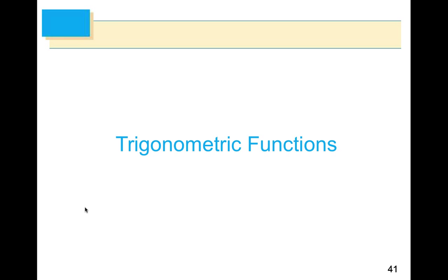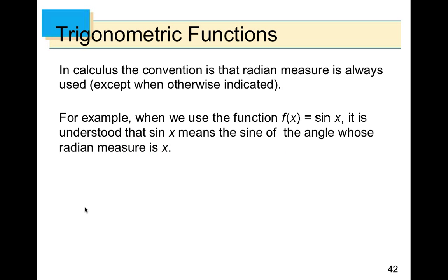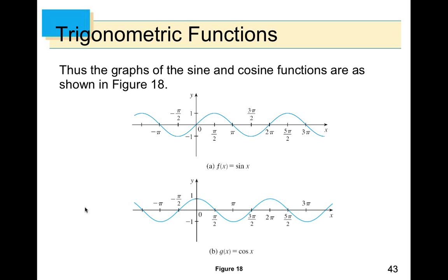Trigonometric functions. In calculus, just as a convention, we're always going to use radian measure, except when otherwise indicated. Very rarely are you going to be working with degrees. So for example, when we use the function f of x is equal to sine x, it's understood that sine x means the sine of an angle whose radian measure is x. Thus, the graphs of the sine and cosine functions are shown here. We use the radian benchmarks to create our graphs. We don't use the degree benchmarks.